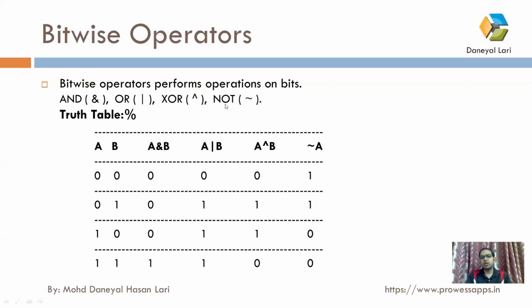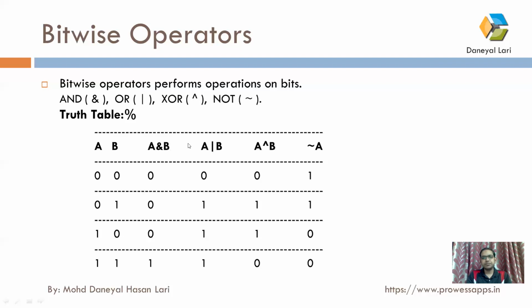If you perform the NOT operation, then it will flip the bits. If the bit is 0, then it will be 1. If that bit is 1, then it will be 0. So A is 0, so the answer is 1. If A is 1, then the result will be 0, because it will flip this 1 to 0. So this is the truth table that will be used to operate the bitwise operation on the bits.